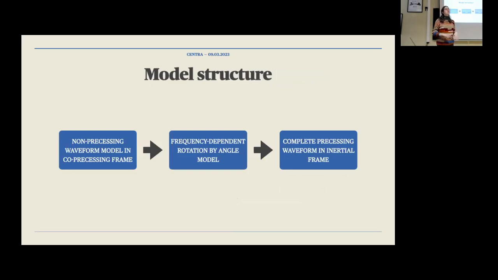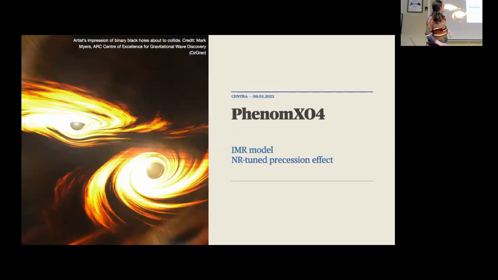So, in order to make our final precessing model, we essentially end up with two components. We have to model the waveform in the co-precessing frame, where it looks like an aligned spin binary, and we have to model the frequency-dependent angle rotation in order to go from the inertial to the co-precessing frame and back again. And that's what produces our complete waveform. So, okay, onto this waveform model, produced using these techniques.